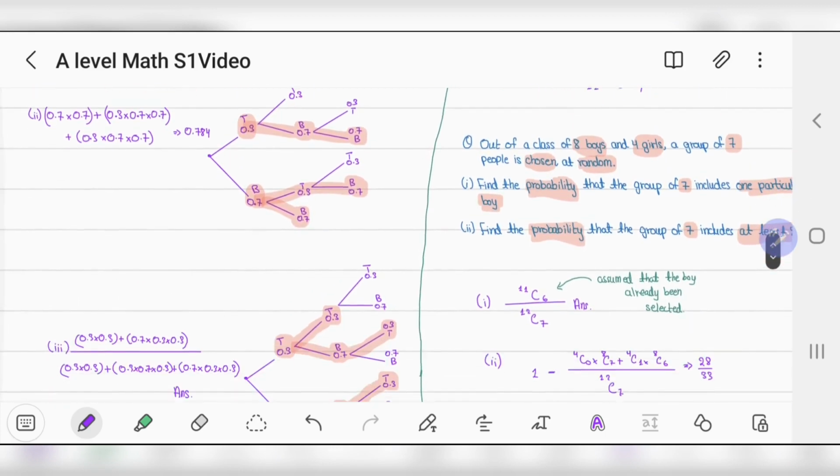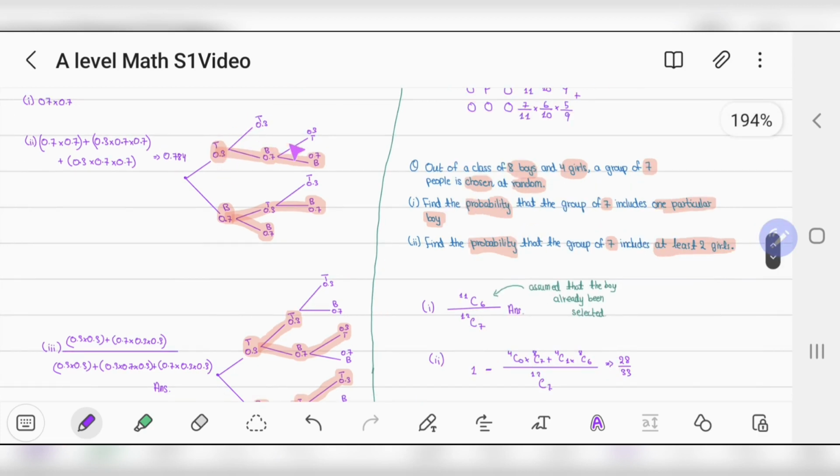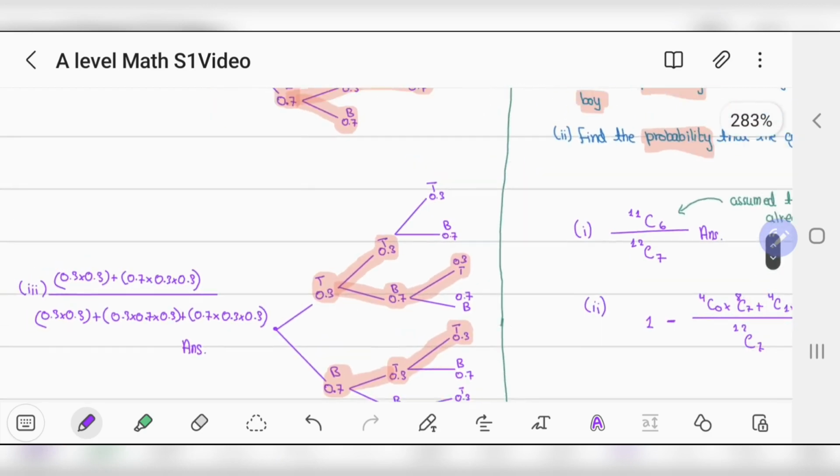Yes, he won the second game. Okay, so this is the answer. This one. Yes, definitely. This one. Okay. It's really easy. I'm telling you, it's really easy.